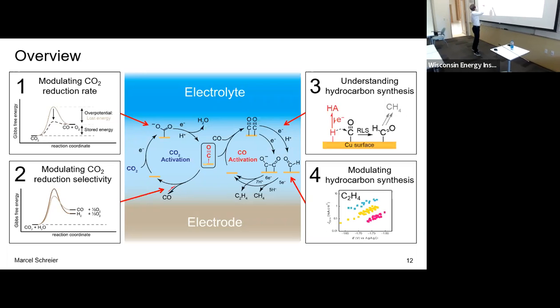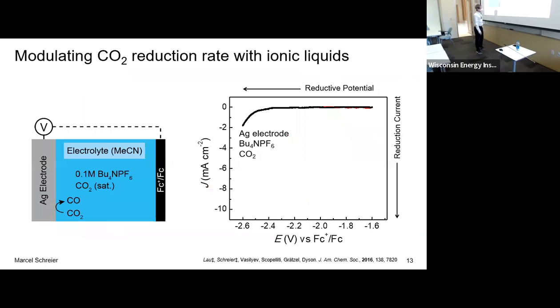All right, let's look at the first example. We consider an electrochemical cell. This cell consists of a silver electrode that is in contact with a non-aqueous electrolyte, an acetonitrile electrolyte, into which we introduce carbon dioxide.